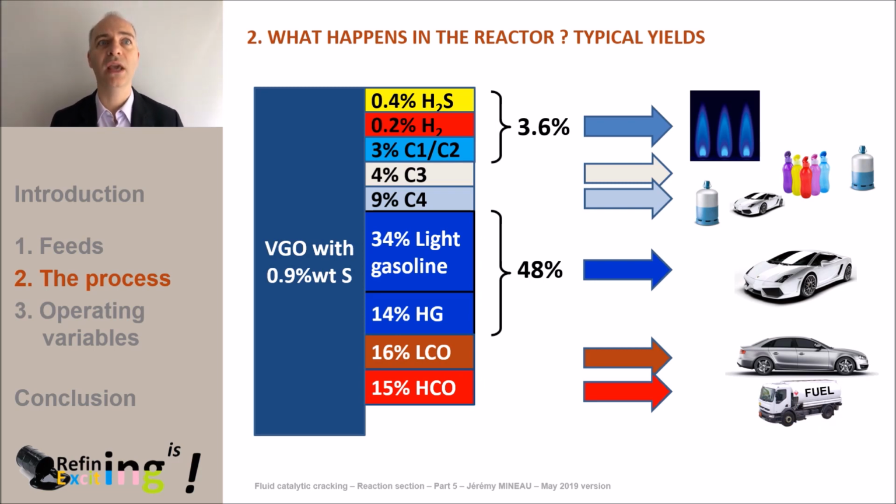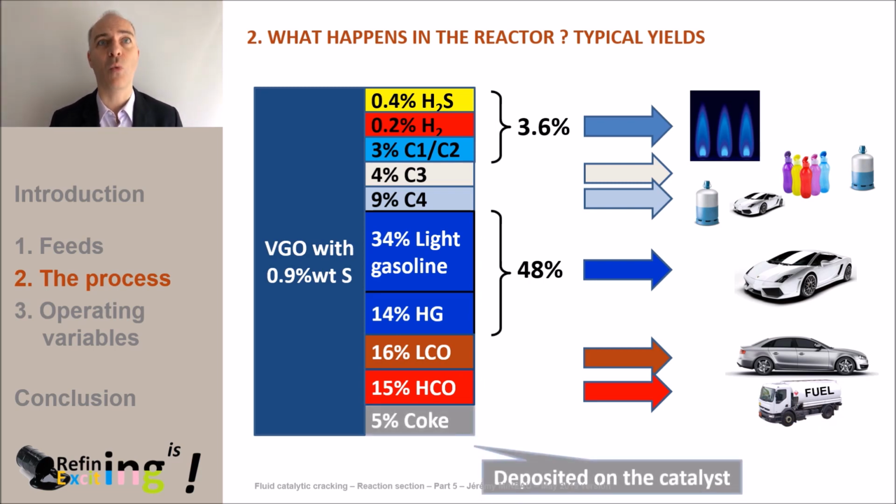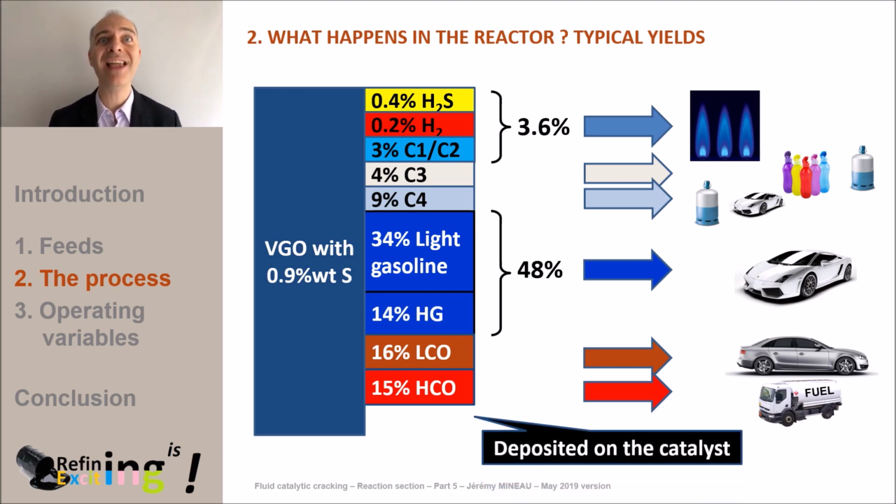Finally, the coke yield is about 5% by weight and has a fairly low variability regarding the feed quality. This coke is deposited on the surface of the catalyst and is therefore not recoverable in the form of final product. We will see in the following video what to do with it.